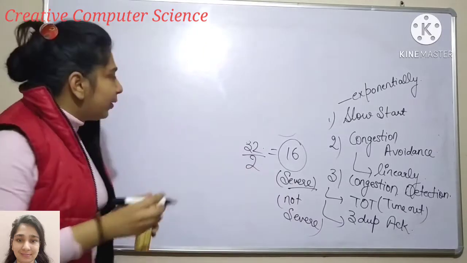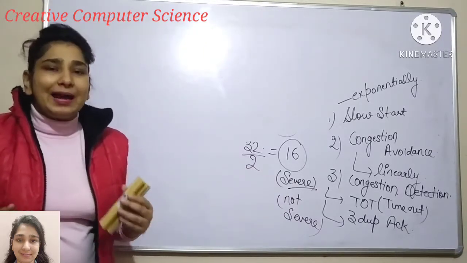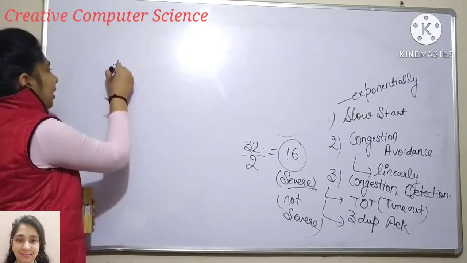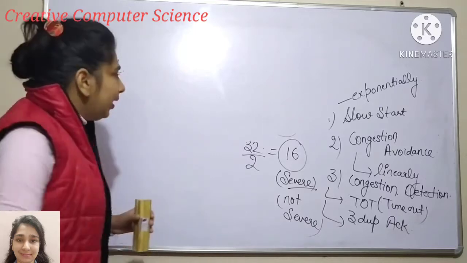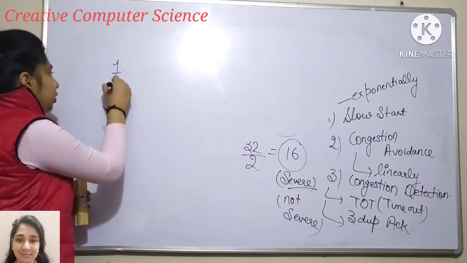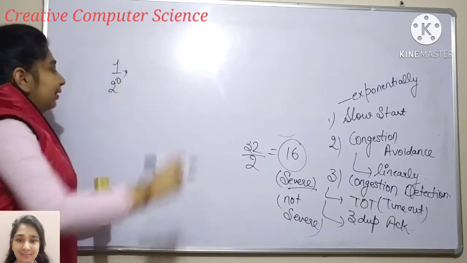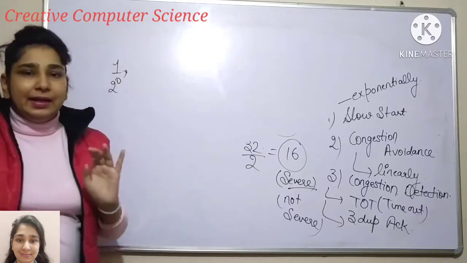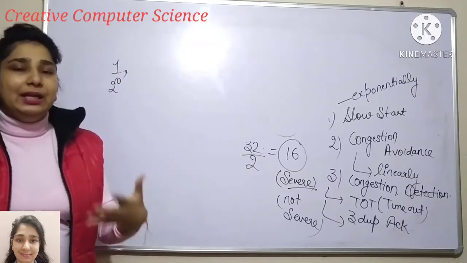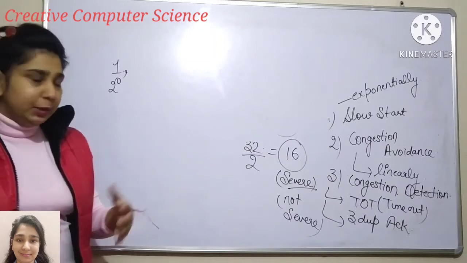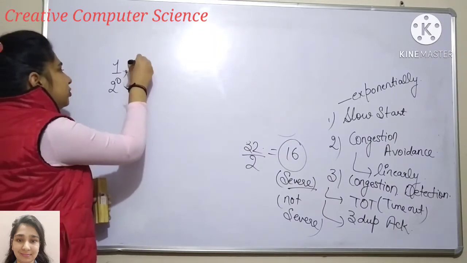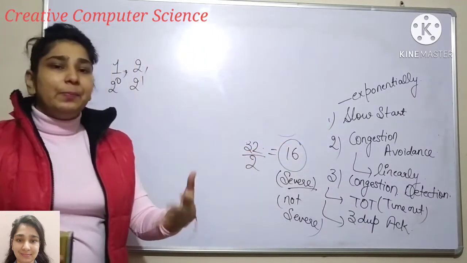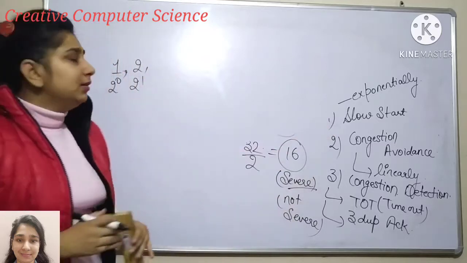So we will try to gradually increase the total number of packets in the network. Initially, we are sending one packet, 2 raised to power 0. Then when you get acknowledgement back for the first packet, you will gradually increase the total number of packets in the network. Then you will be sending 2 raised to power 1. This is the slow start phase. You are sending the packets exponentially in the network.